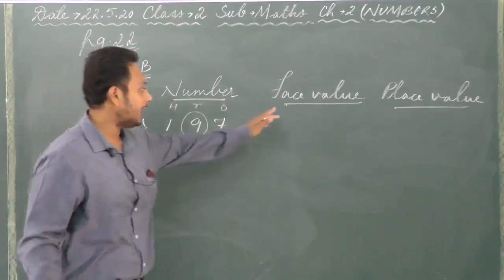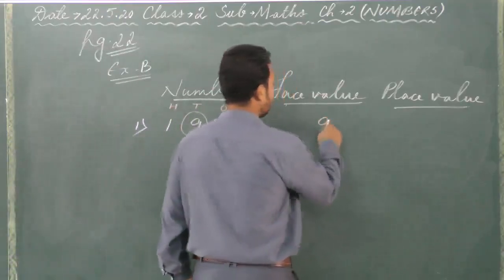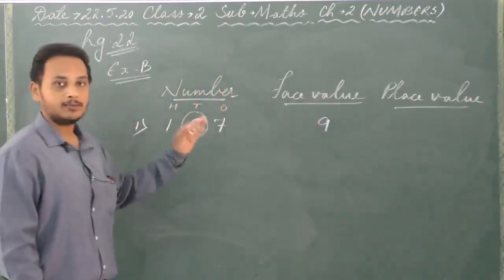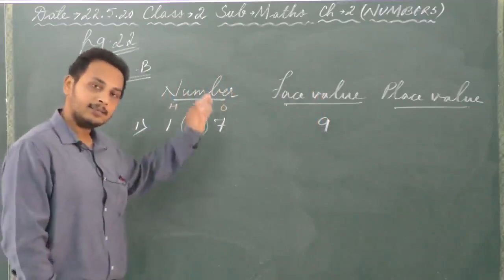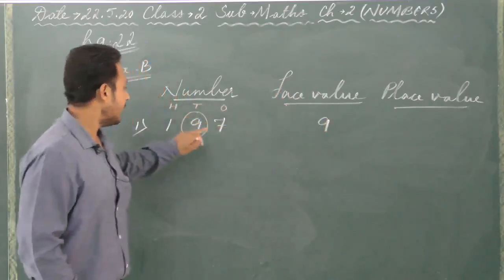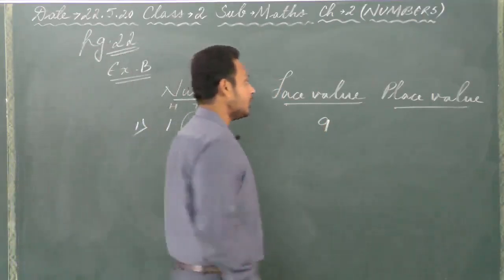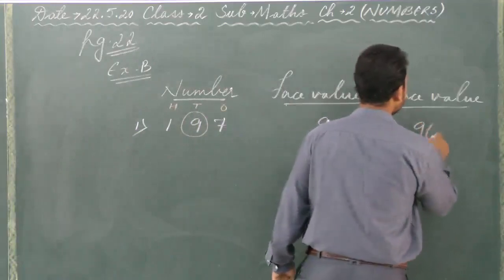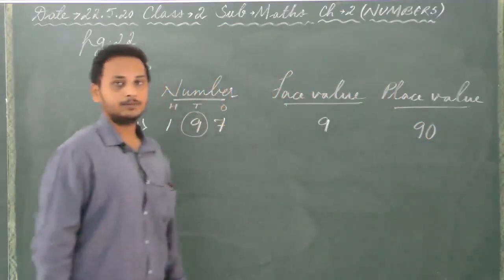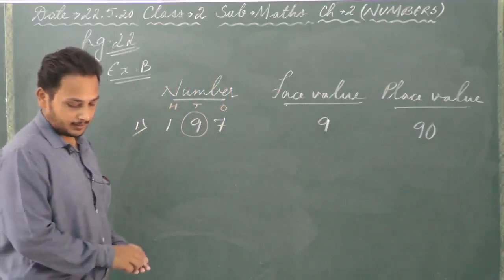So what is the face value of 9? It will be 9 itself. I told you that a face value of a particular number is the number itself. What is the place value of 9? It is in which place? Tens place. So the place value of 9 becomes 90. Is it clear?